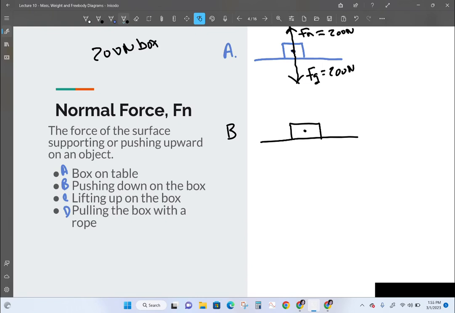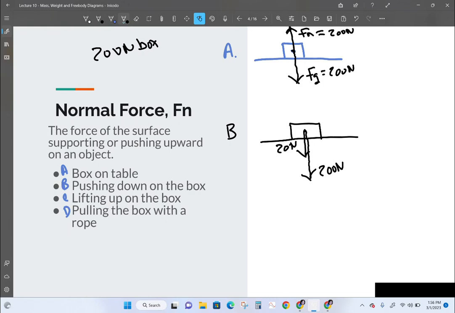Let's say that I push down on it. So now we have an applied force. We're going to call that FA. And let's say that I push down with a force of 20 newtons. Well, it still has a gravitational force, always acting down, of 200 newtons. How does that change the normal force?